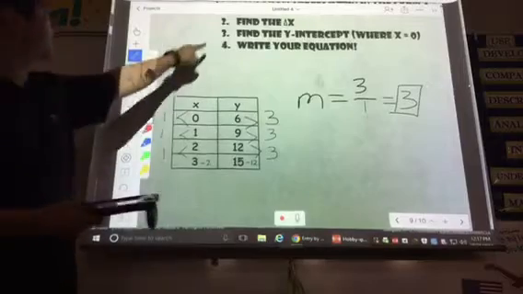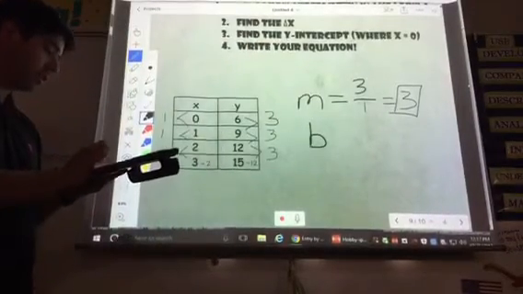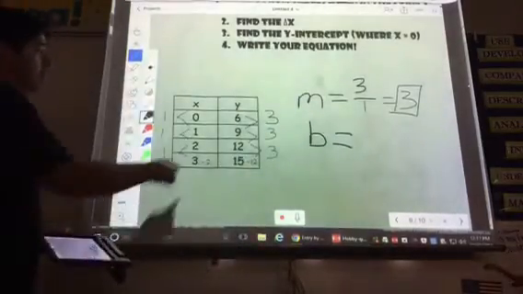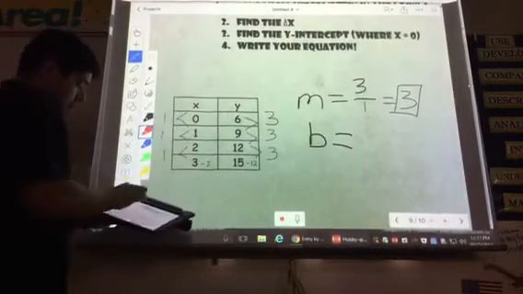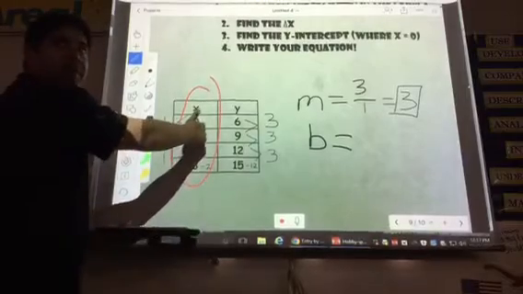So now the third step, it says find the y-intercept. So we're going to have to find the y-intercept, okay, where x is 0. So look here, I'm going to do this in red. Where, right there, is x 0? Obviously right there, right?